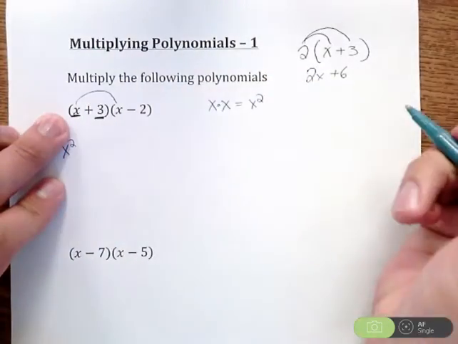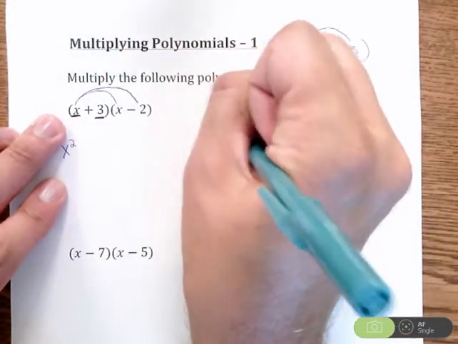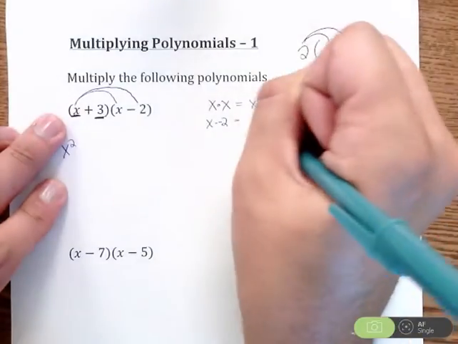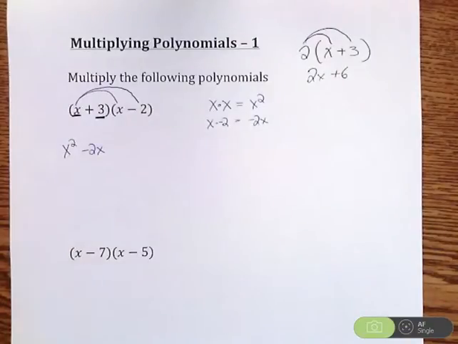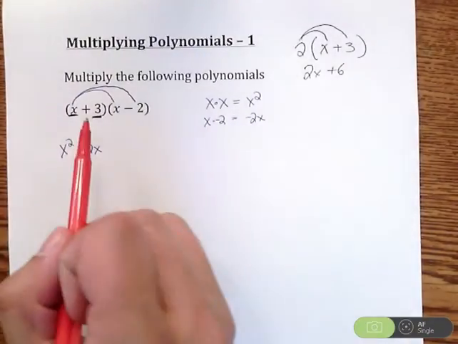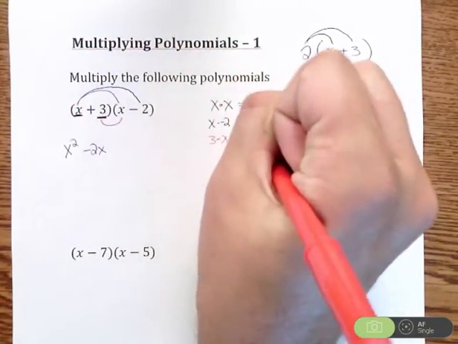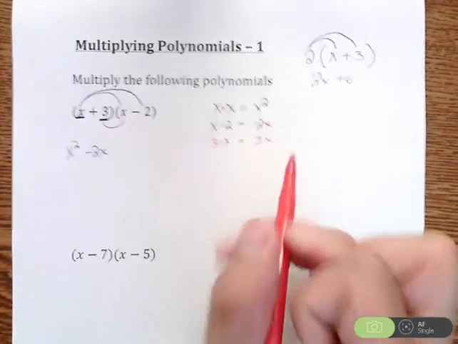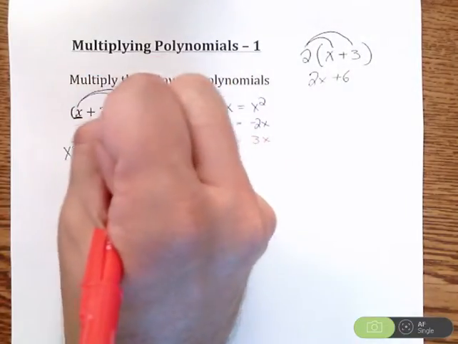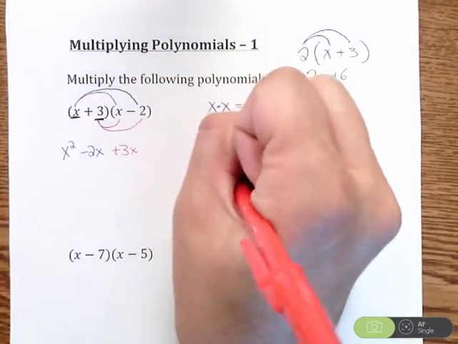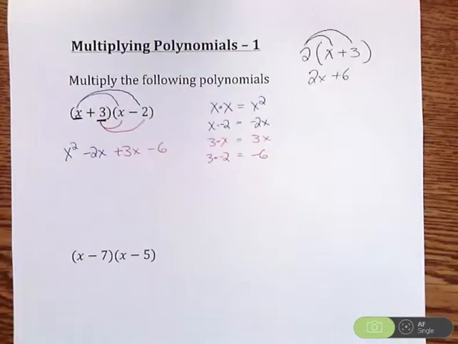I'm also going to take this x and multiply it all the way to the negative 2. So I take x times negative 2, which is negative 2x. So I took the x, I multiplied it through. Now I'm going to take this 3 and multiply it through as well. 3 times x is 3x. Notice how that's a positive 3x. I'm going to put plus 3x there. I'm going to take this 3 and multiply it by negative 2. So 3 times negative 2, since we are multiplying here, is negative 6. So I get minus 6 there.